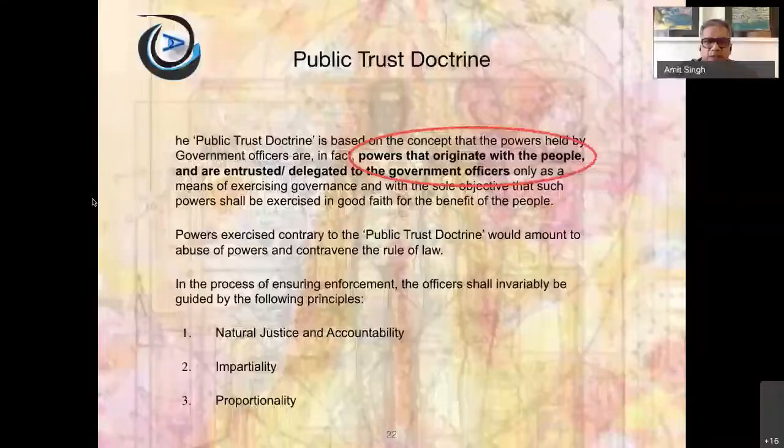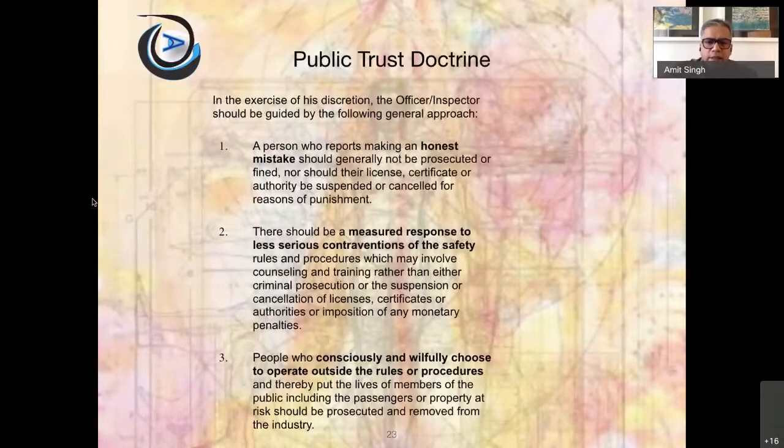Certain keywords. And again, it talks about an honest mistake. So everybody makes mistakes, and honest mistakes should be differentiated from the deliberate ones. The measured response to a less serious contravention of safety rules and procedures, which may involve counseling and training. So that is the second level. And last is if there is willful negligence, then you take a punitive action like suspension.